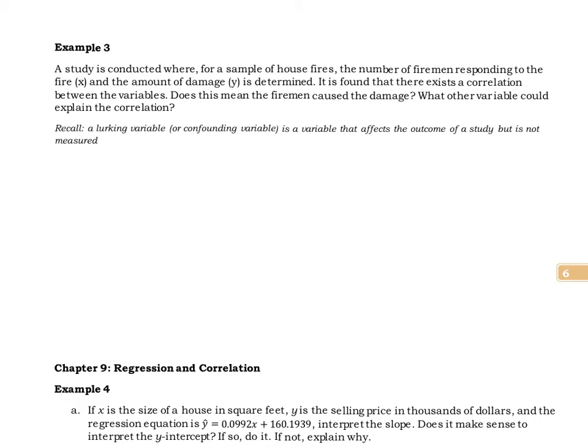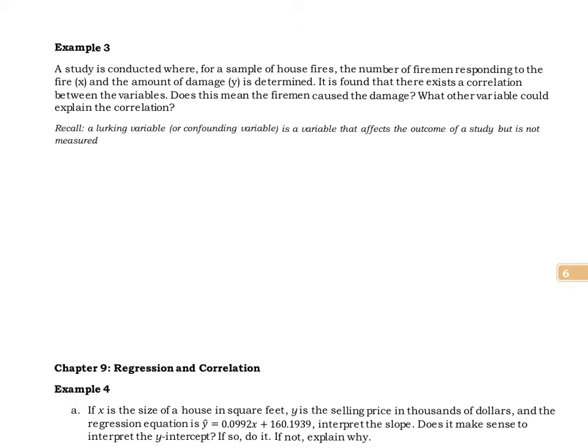All right, example 3. A study is conducted where there's a sample of house fires taken, and the number of firemen responding to the fire, which is X, and the amount of damage done, Y, is determined. It is found there is a correlation between the variables. Does this mean the firemen caused the damage?